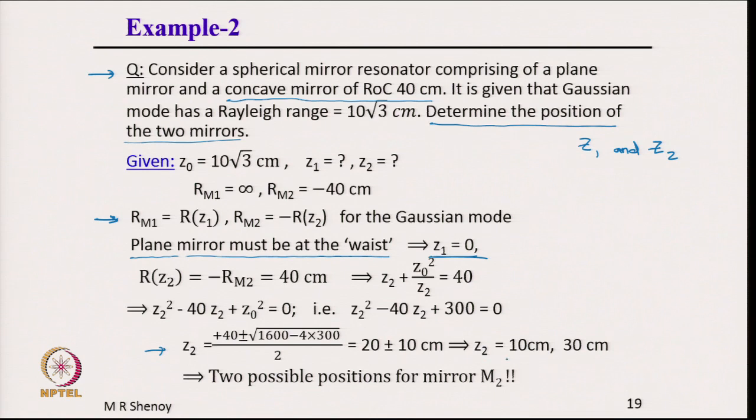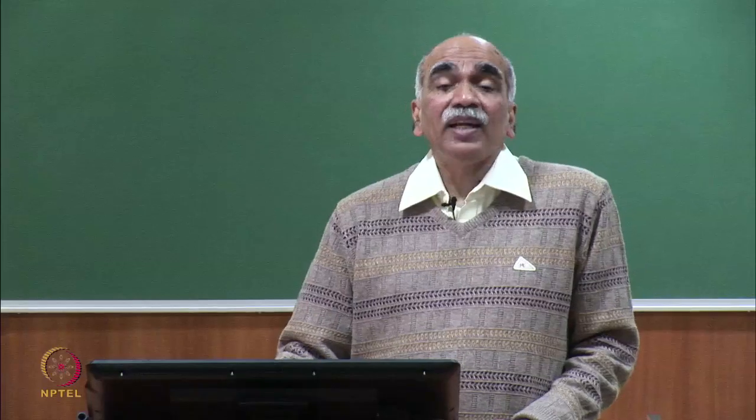What does that mean? That means Z2 can have two values, one is 10 centimeter and the other is 30 centimeters. Two possible solutions, which one is correct? So, we should check the stability condition and see which one of them satisfies the stability condition. It is possible that both may satisfy the stability condition. Let us check.